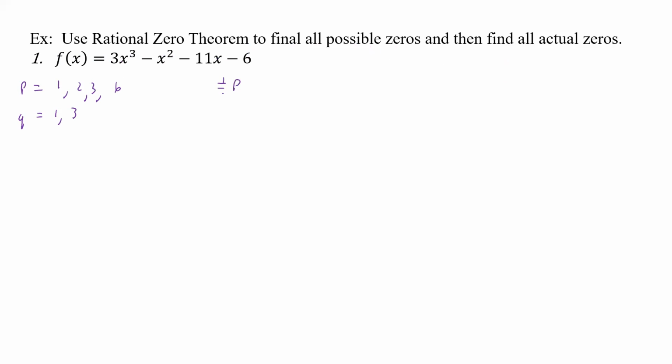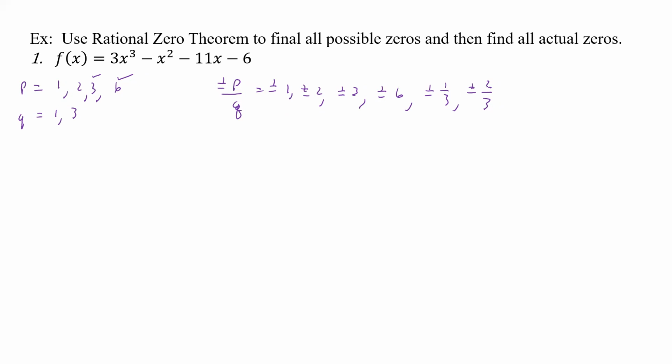So our plus or minus P over Q is going to be plus or minus, and then we have 1, 2, 3, 6 all over 1. So plus or minus 1, plus or minus 2, plus or minus 3, plus or minus 6, because they're all over 1. So we're saving that step of switching them. And then we have all of these over 3 as well. So plus or minus 1/3, plus or minus 2/3, plus or minus 3/3. Well, 3/3 is 1, so we won't do that one again. And 6 divided by 3 is 2, so we won't do that one again. So those then are basically our whole list of possible zeros.